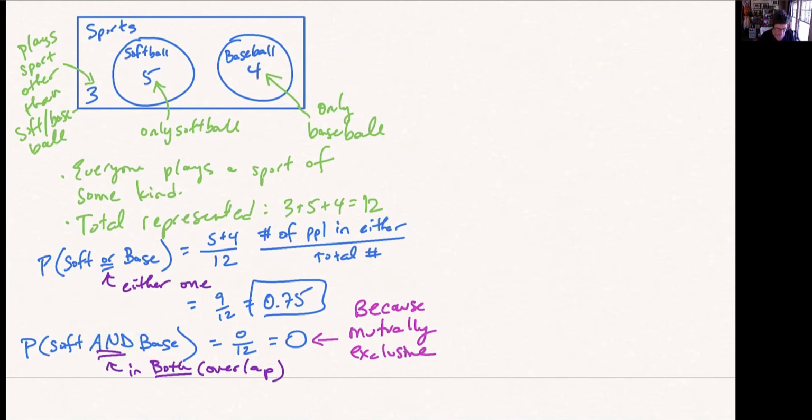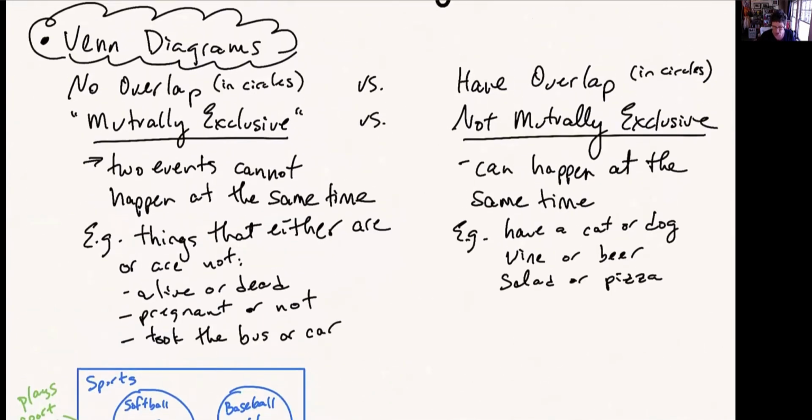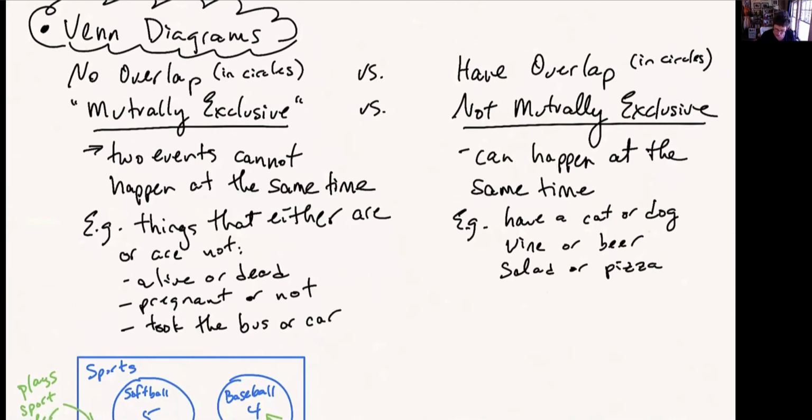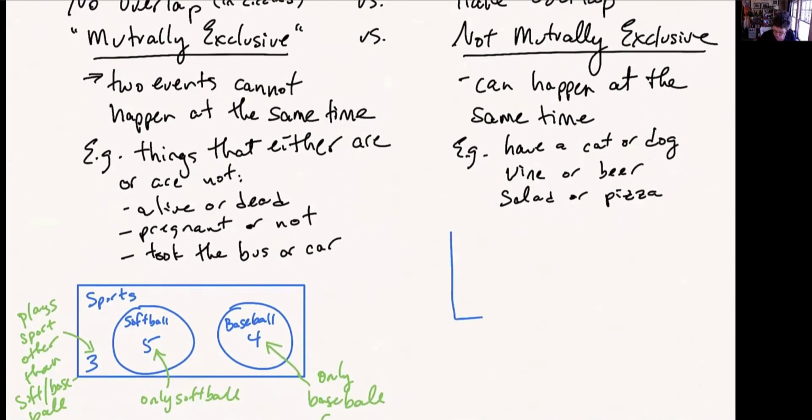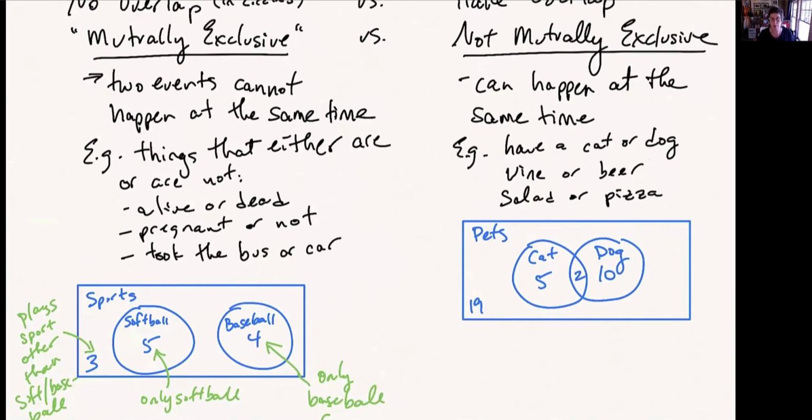Okay, let's switch now and talk about this other option, not mutually exclusive, the Venn diagrams that do have overlap. Here's an example. Let's look at pets. Let's look at one circle of cat owners and another circle of dog owners. Suppose I've got 19 people down here, 5, 2, and 10. So there's my Venn diagram of pet owners.